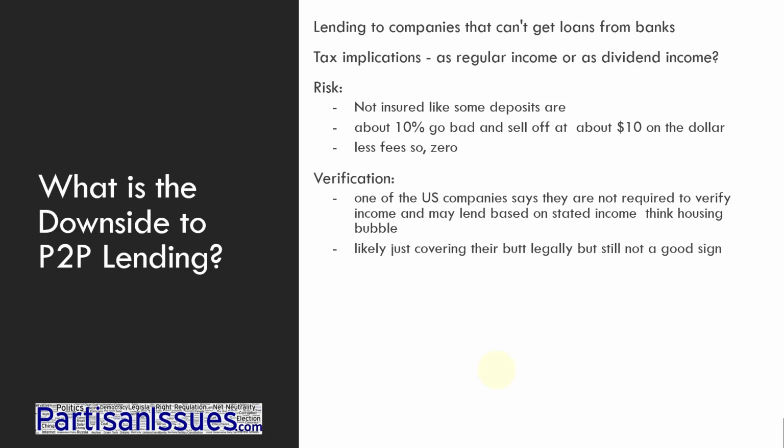Verification. One of the US companies, and I'm not going to pick on which one because I'm sure if I read the documents for all of them, they'd pretty much all say the same thing, which is that they are not required to verify the income or the collateral or whatever else the company that is applying for the loan has provided. They can lend simply on, quote, stated income. So think about the housing bubble where people just claimed they had good jobs when they didn't. They're likely covering their butt, but it's still not very comfortable.